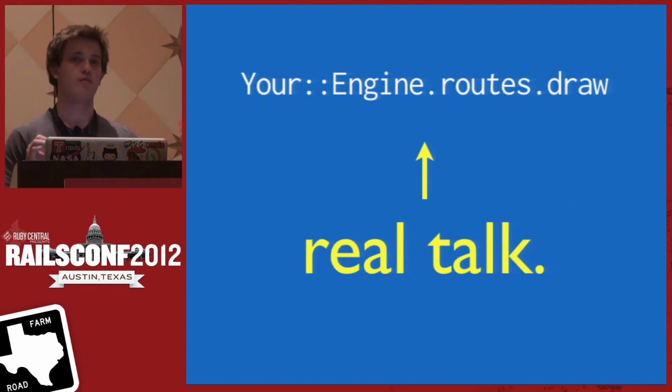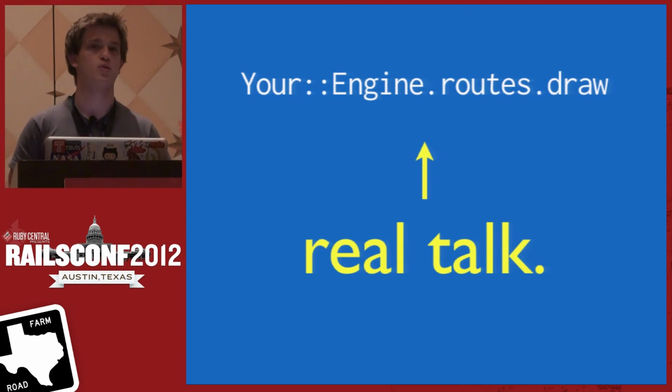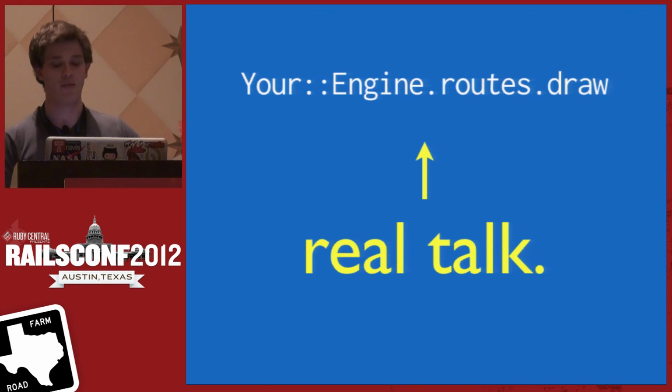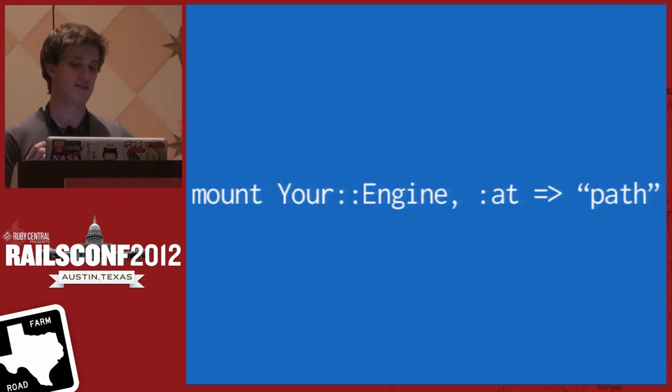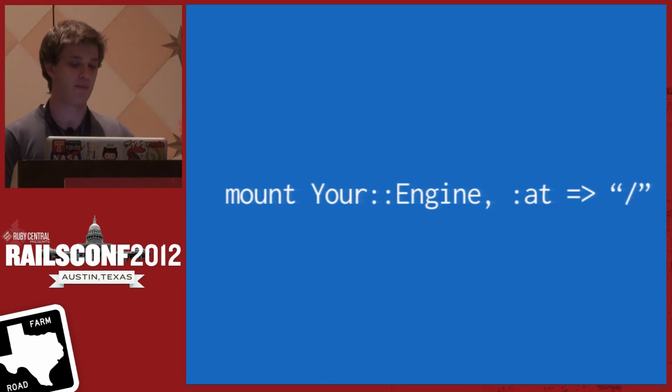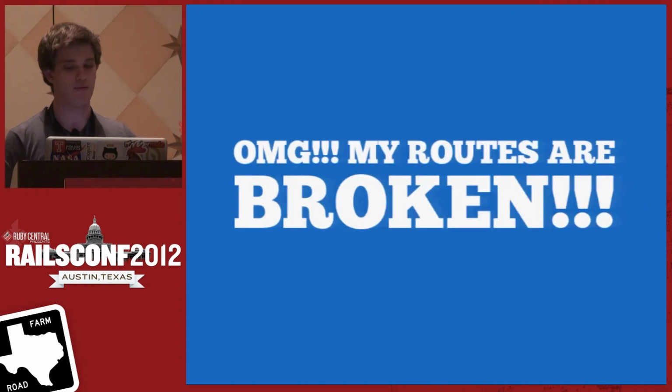So you should be drawing routes on the engine itself. It doesn't matter if you are just having an internal engine, you should always be drawing it on an engine instead of on the application. So I'd just like to emphasize that I strongly disagree with that talk. By drawing the routes on the engine, you can mount your engine at a specific path in your config routes file. Or if you don't want to mount it at any particular path, just mount it at root and it will act as if you drew it on the Rails application itself.